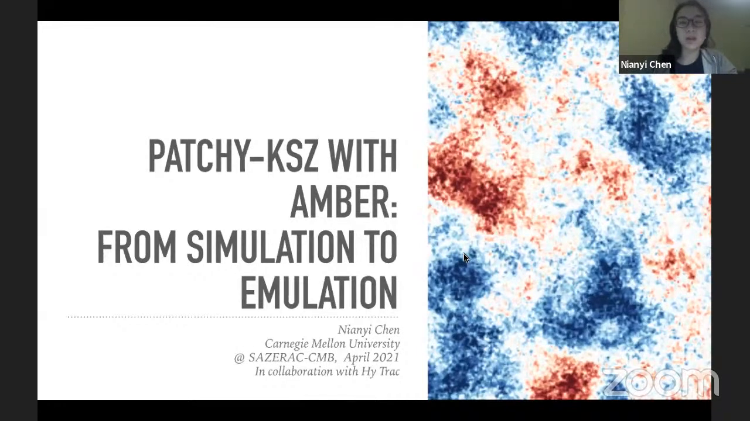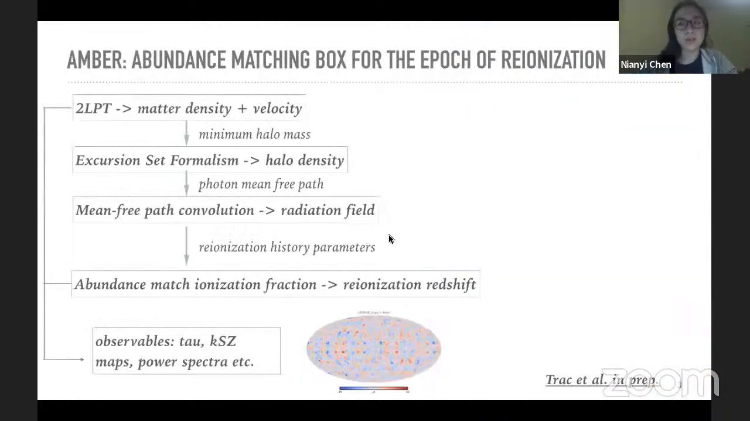Here for Amber, the main idea is to use abundance matching to be able to generate the reionization redshift field. And the parameter settings are also very different. In 21cmFAST, you do not have direct control over the reionization history, because you only have parameters like the mean halo mass, which is similar, but you control, for example, the escape fraction. In our case, our input parameters are the reionization history parameters, so we get direct control over these parameters, and we can separate the degeneracy between them.